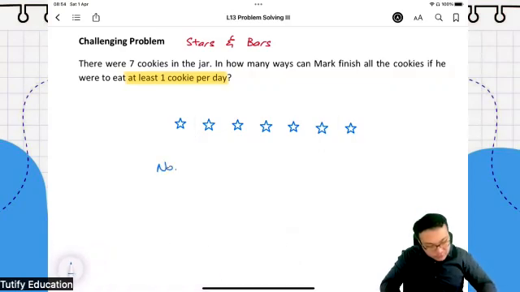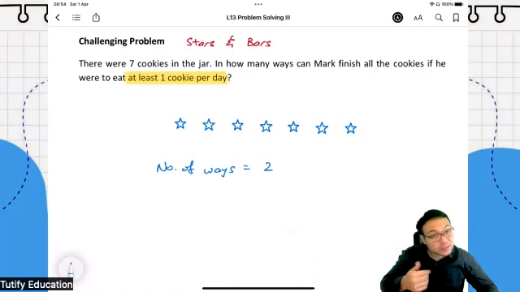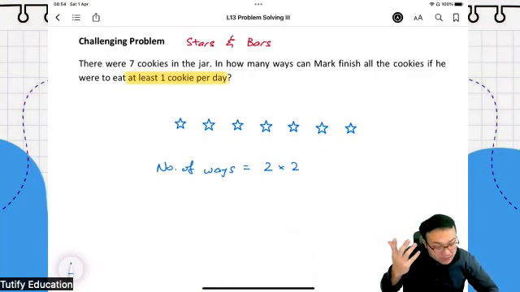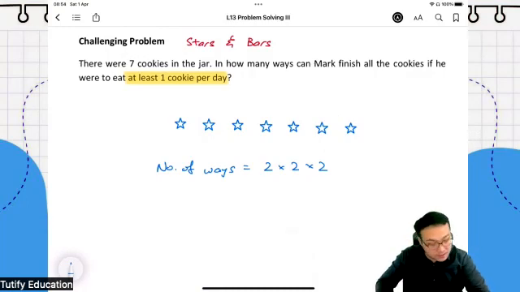How many number of ways can he eat his cookies? The first bar has 2 choices, to appear or not to appear. The second bar has 2 choices, to be or not to be. The third bar has 2 choices, to be or not to be. Come on, tell me the answer. Continue. There are 6 bars altogether.